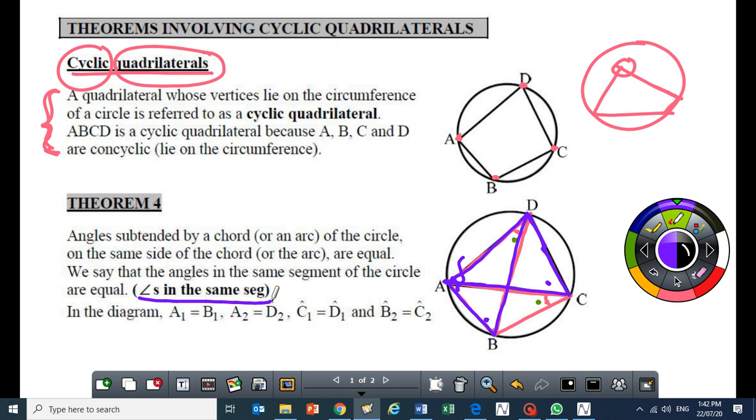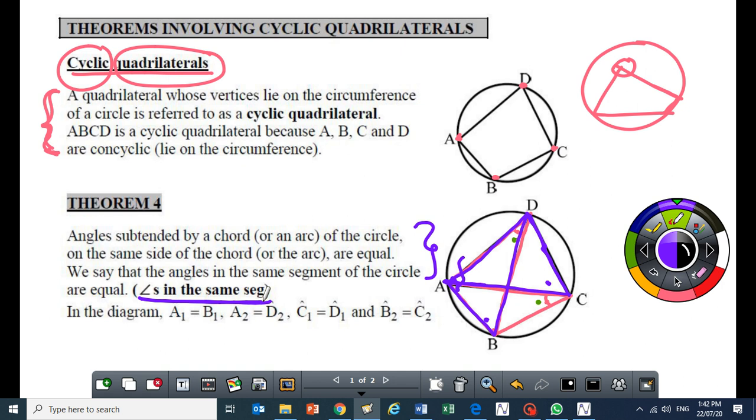When you are writing your reasons, you don't have to write all those stories that I put in that bracket. You just write angles in the same segment. And then you are done. Okay? But if you get a question where they ask you to complete the statement, then you need to know the whole theorem in words. But usually that's 1 or 2 marks. But when you are doing calculations, you just write angles in the same segment.